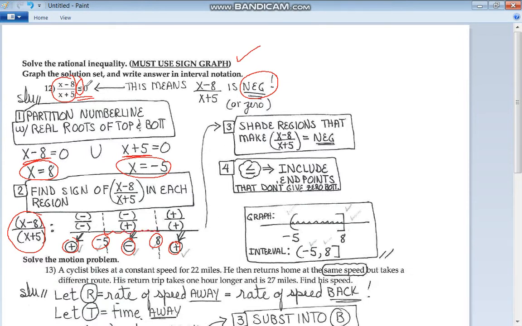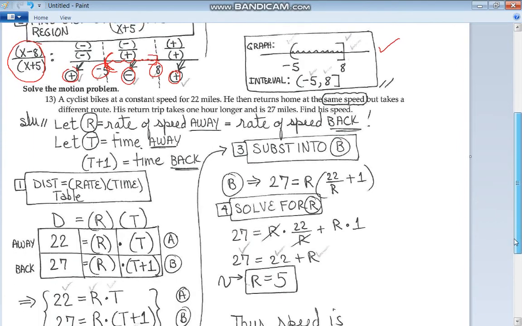And then, because the inequality came with an equal portion, we're going to use boxy brackets on any of the endpoints that do not make a zero denominator. Okay, so I am going to use the endpoint 8, but I cannot use -5 because -5 would make the bottom of the original fraction 0. So my answer is this graph, and I'd write it in interval form, open parenthesis, from -5 to 8 boxy bracket. Number 13, solve the problem.